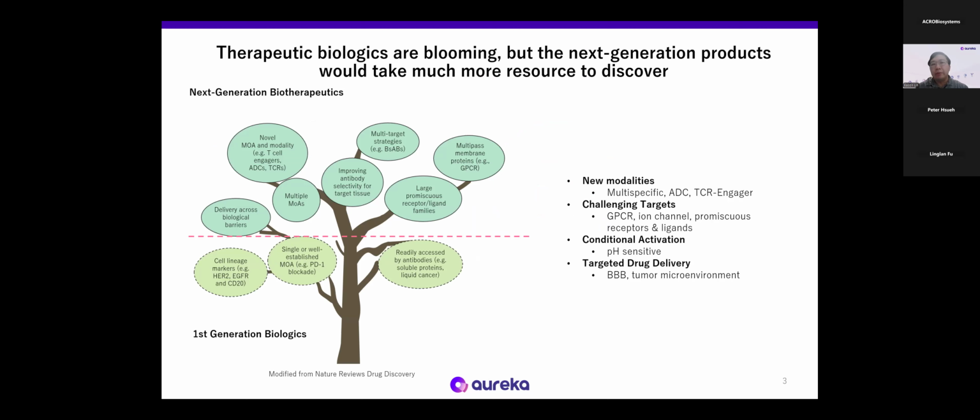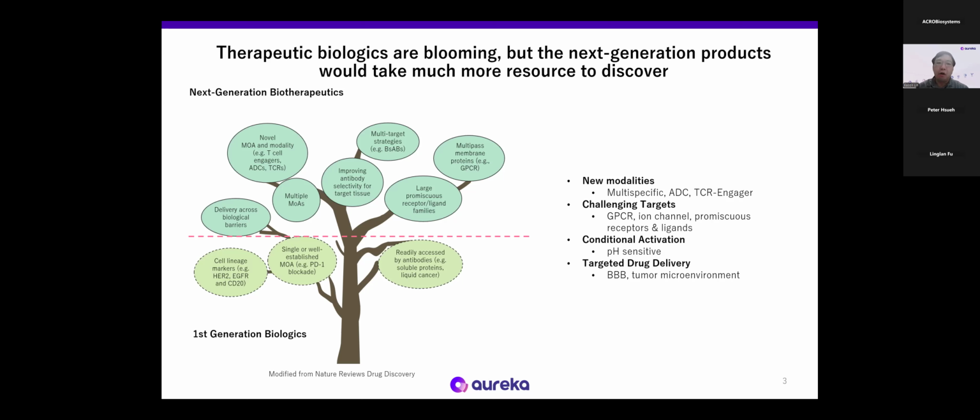But nowadays, people are looking at next generation biotherapeutics that are more target-driven. For example, they are looking at multi-specific antibodies, antibody drug conjugates or TCR engagers, or at harder to target modalities such as GPCRs, ion channels, promiscuous receptors or ligands. Or they want these antibody conjugated drugs to be activated under certain conditions, such as being pH sensitive or triggered by the tumor microenvironment, or they're looking at more complicated drug delivery, such as passing through the blood-brain barrier, and so on and so forth.